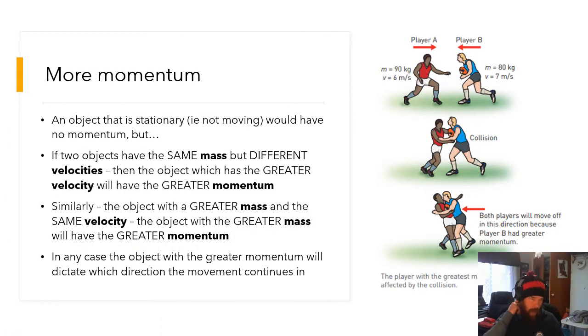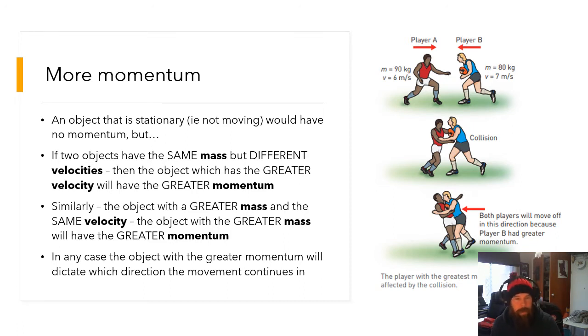So, looking at momentum. An object that's stationary, i.e. not moving, is going to have no momentum. But, as we were talking about before, if two objects have the same mass but different velocities, the object that has the greater velocity is going to have the greater momentum. Which you can see, not exactly, but it's kind of illustrated in the next one.